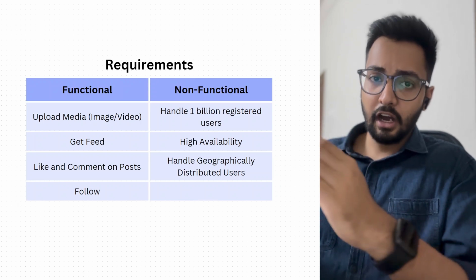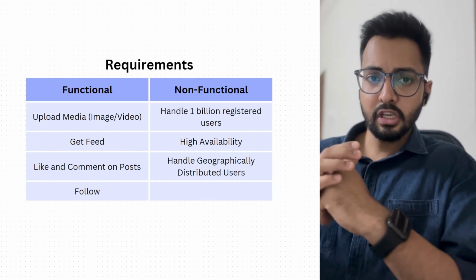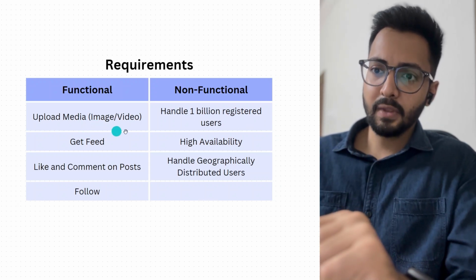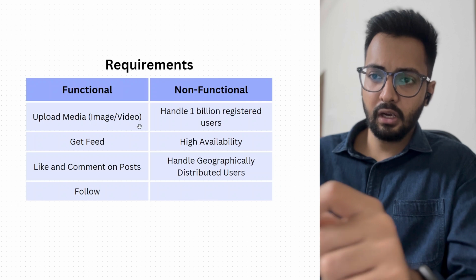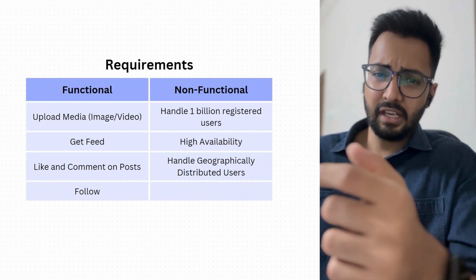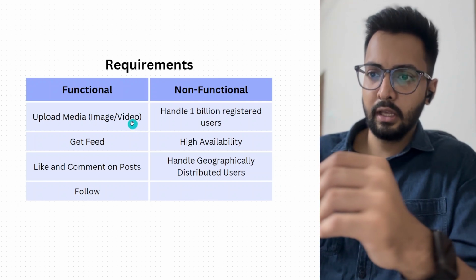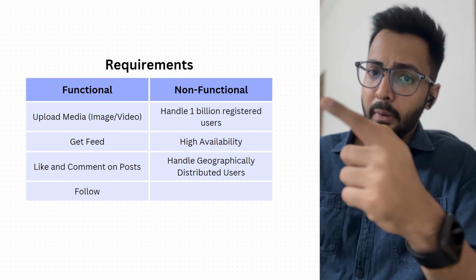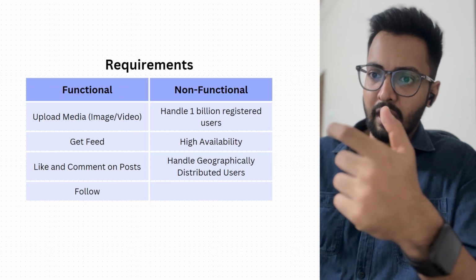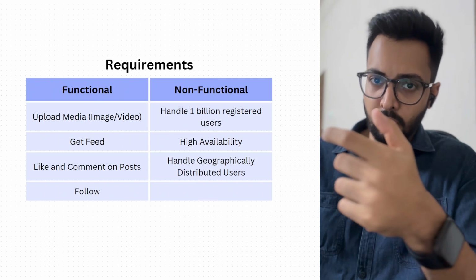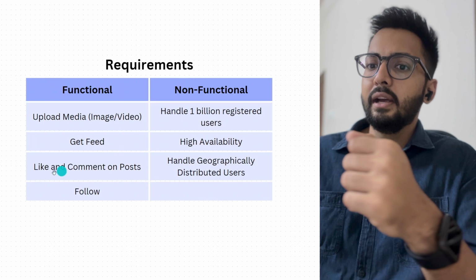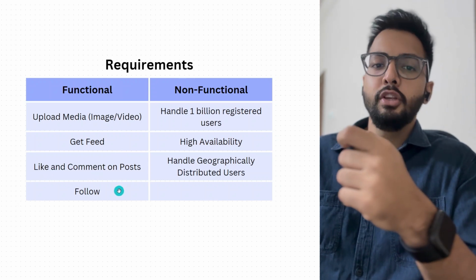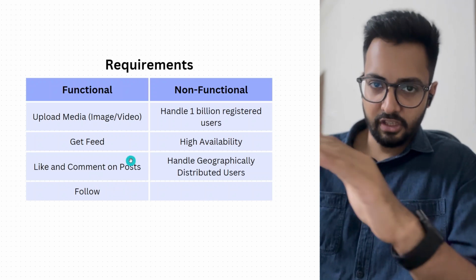But for the scope of our video, we'll be considering some functional as well as some non-functional requirements. Starting with functional requirements, a user should be able to upload media, either image or video. So basically a user can post on his or her profile. A user can get a feed. When we open Instagram, we see a feed where we have posts of different users which we follow, and a user can like and comment on those posts as well, and a user can follow another user as well. So these are the functional requirements.